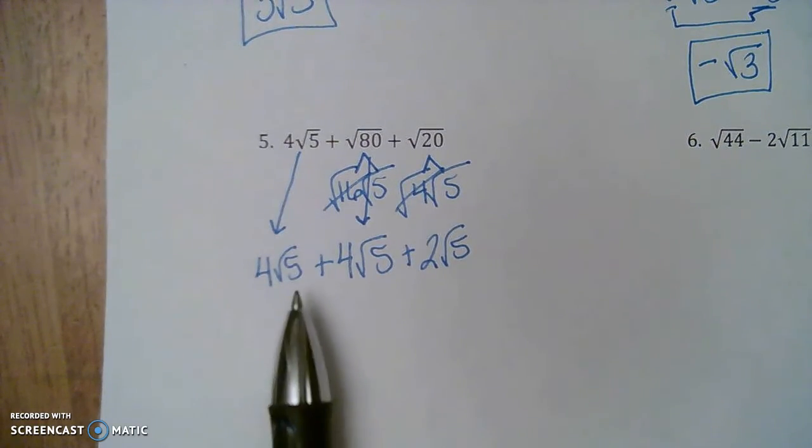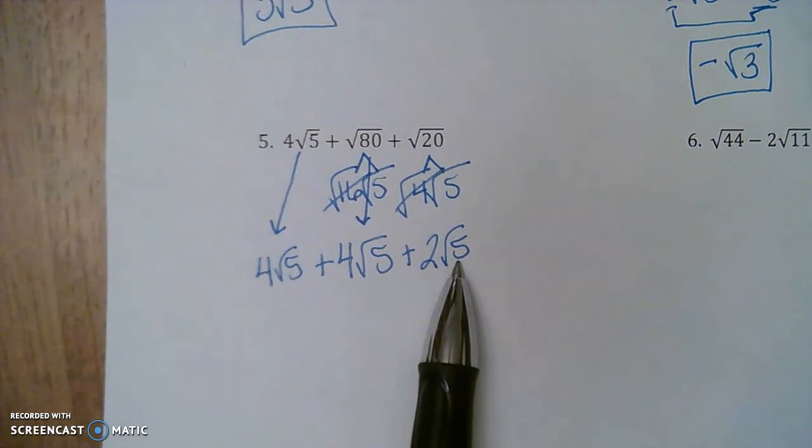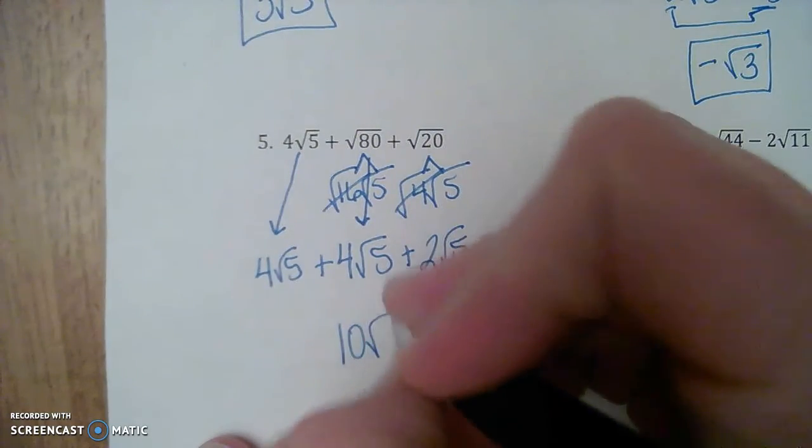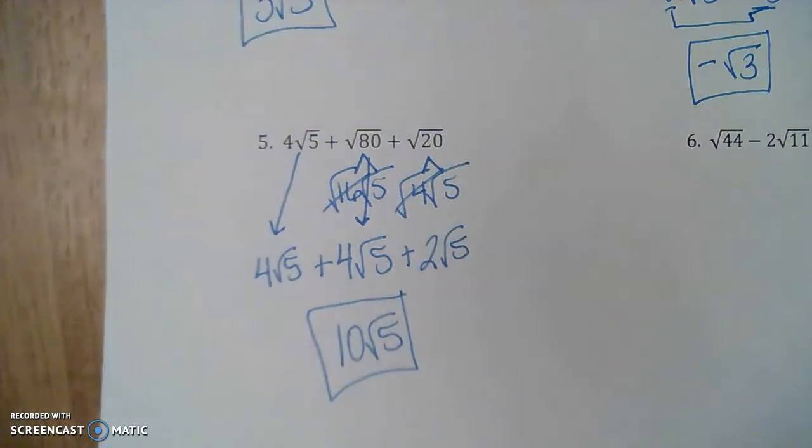So now that they all have the same square root, they all match, we can put them together. 4 plus 4 is 8 plus 2 is 10. Square root of 5 is our final answer.